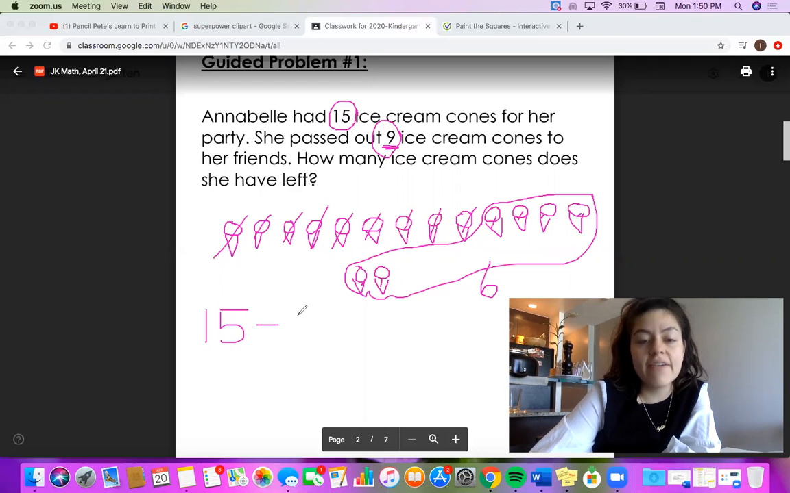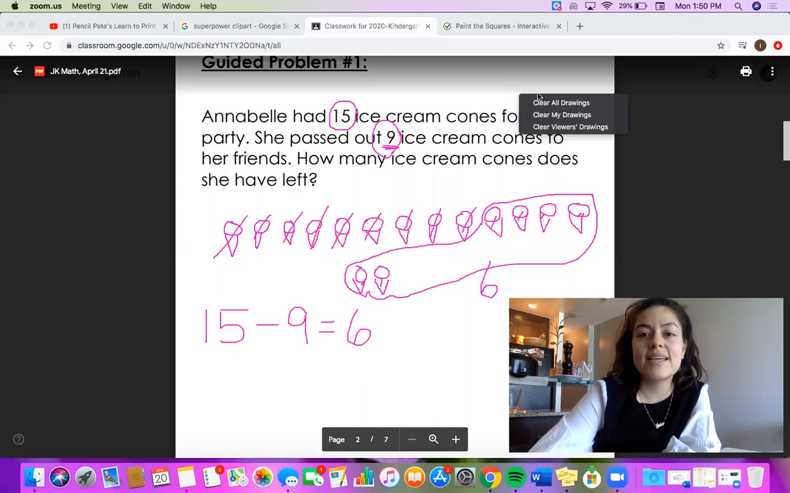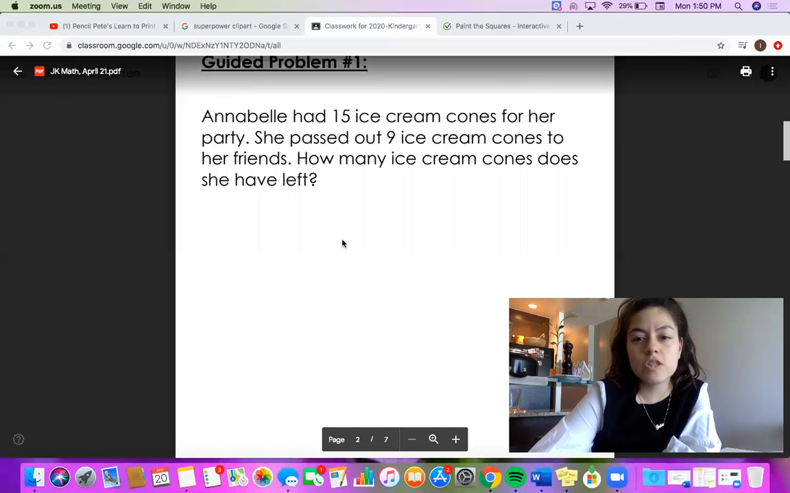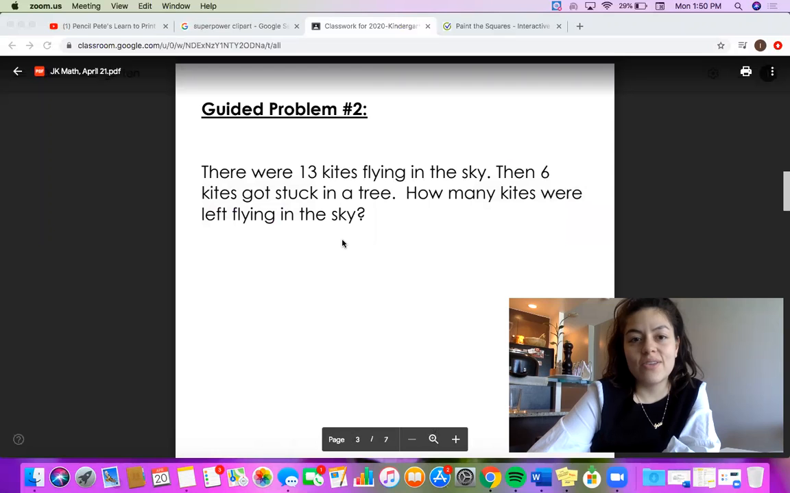Then she gave out 9, so we write minus 9 equals 6, because that's what she was left with in the end. 15 minus 9 equals 6. Great. Let's do one more together, girls, before you start doing yours by yourself.